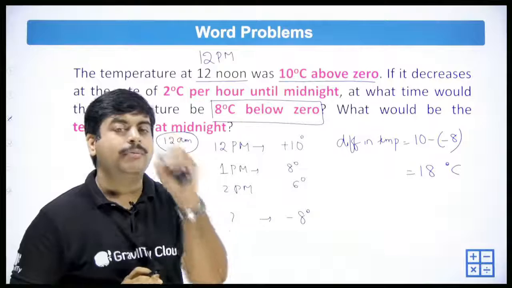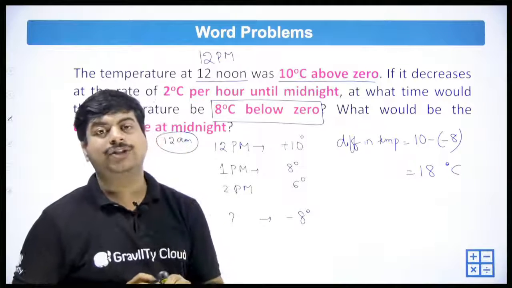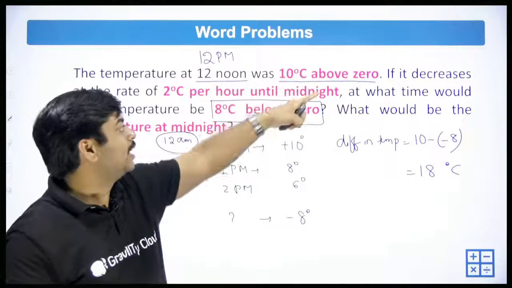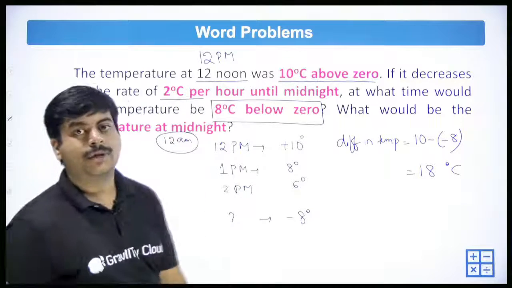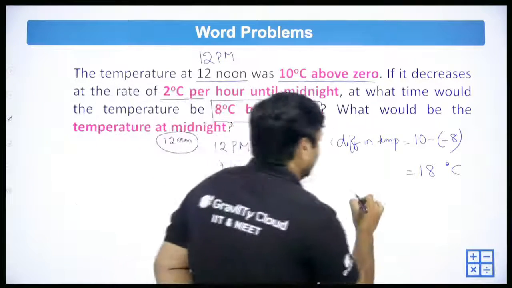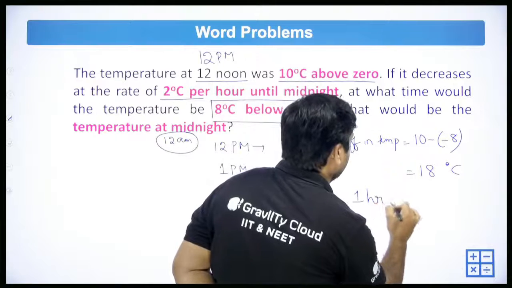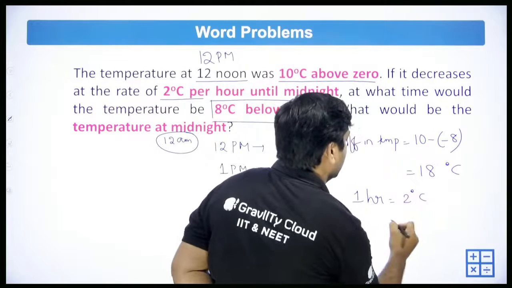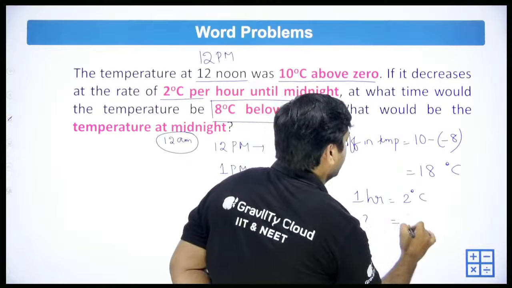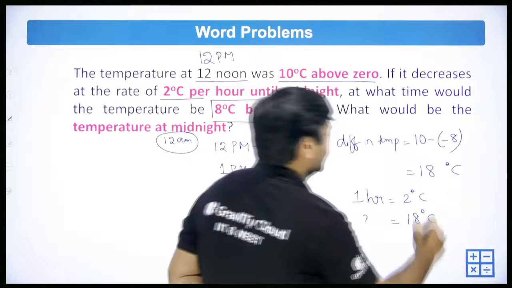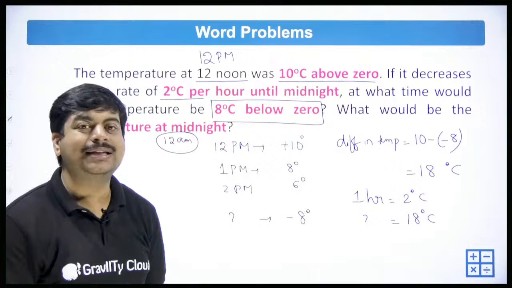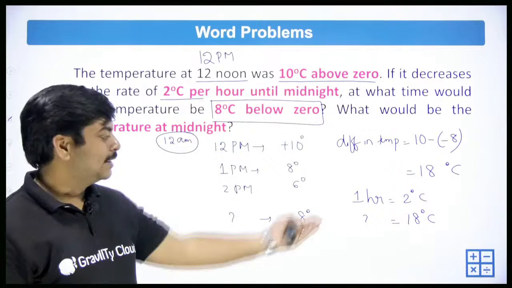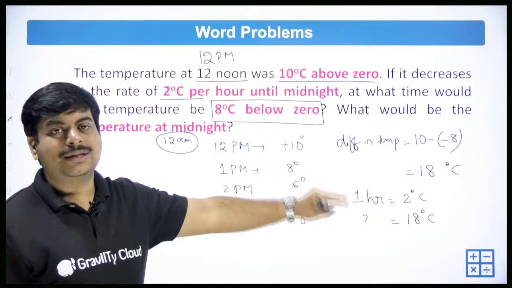But how many degrees per hour is it changing? 2 degrees, right? It decreases at the rate of 2 degrees per hour. So per 1 hour you have a change of 2 degrees Celsius, so how much time do you need for 18 degrees Celsius? It's very simple. 2 nines are 18. So 9 hours.